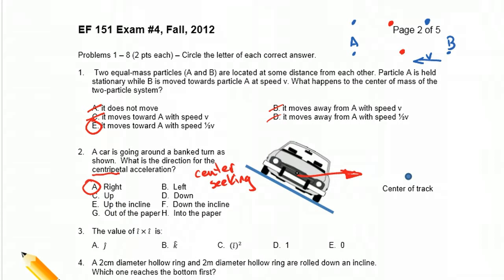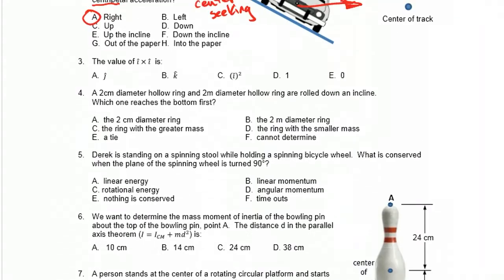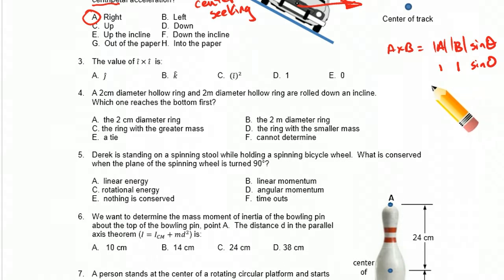Value of i cross i. We had the definition of the cross product: A cross B is the magnitude of A, times the magnitude of B, times the sine of the angle between them. If i is 1, i is 1, but the sine of 0, they're in the same direction, so that's equal to 0.